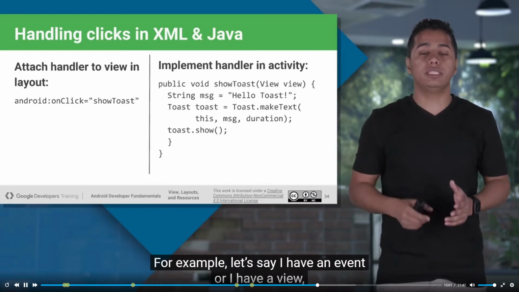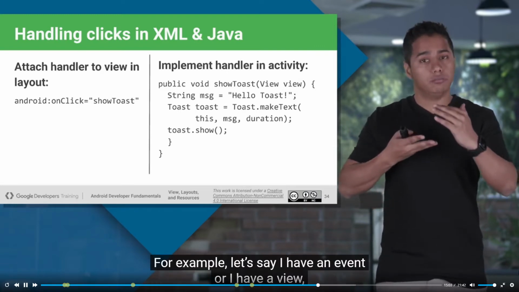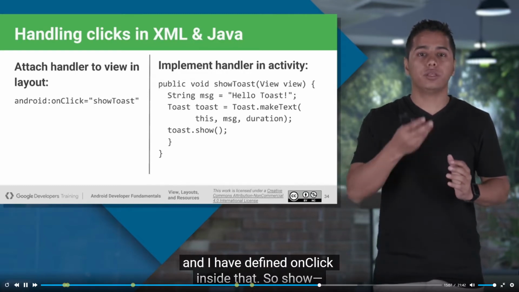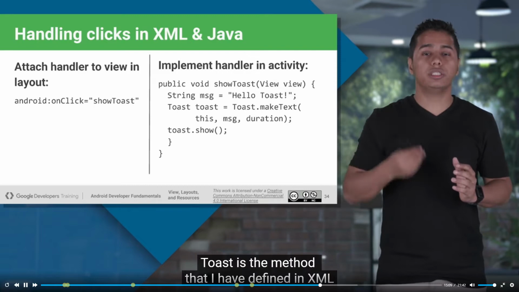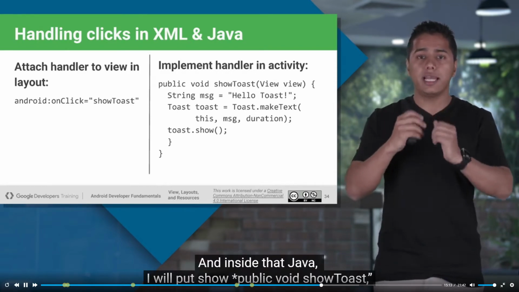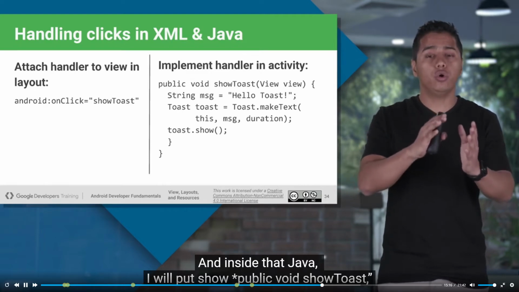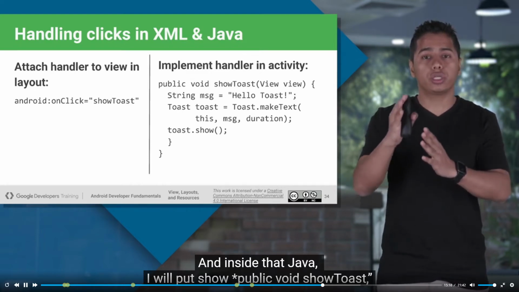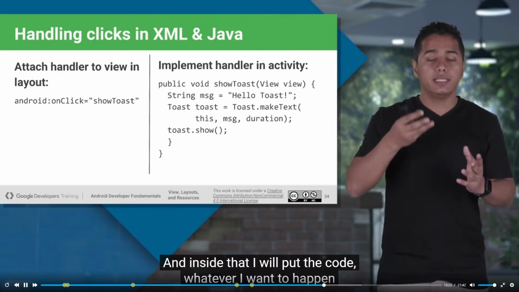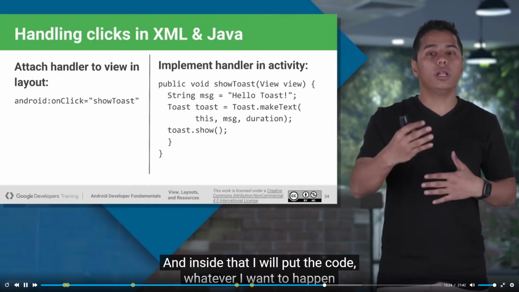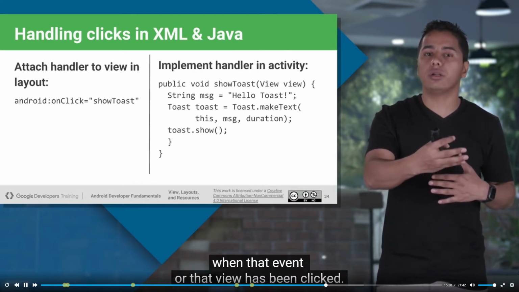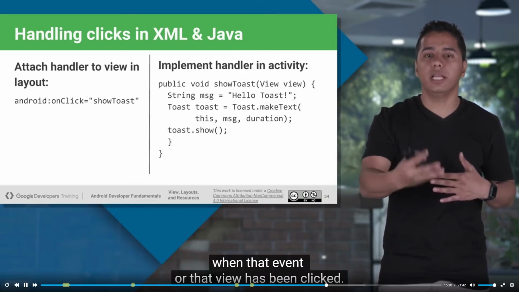So for example, let's say I have a view and I have defined onClick inside that. showToast is the method I have defined in XML. Now I will go back to my Java, and inside that Java I will put public void showToast, and the parameter will be a view object, and inside that I will put the code for whatever I want to happen when that view has been clicked.